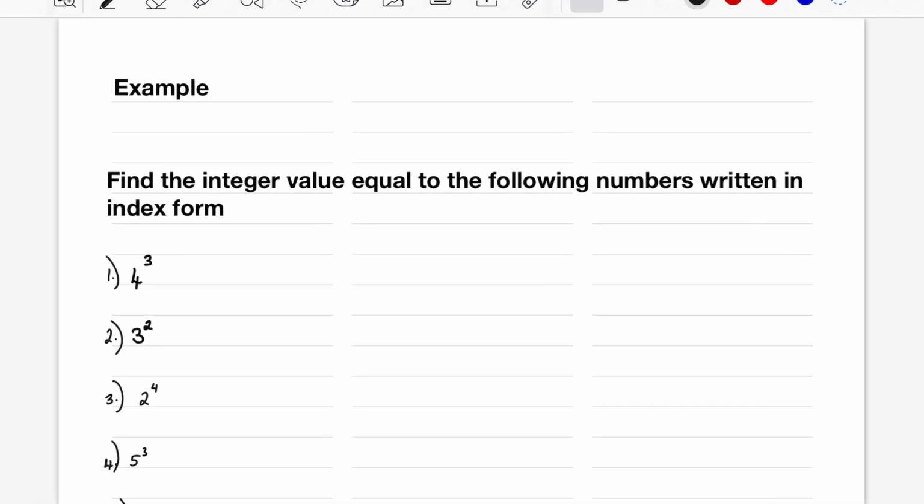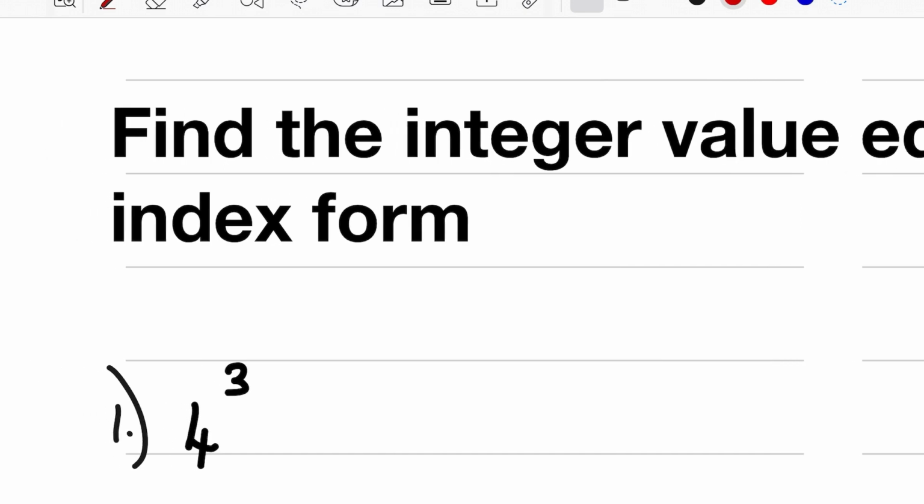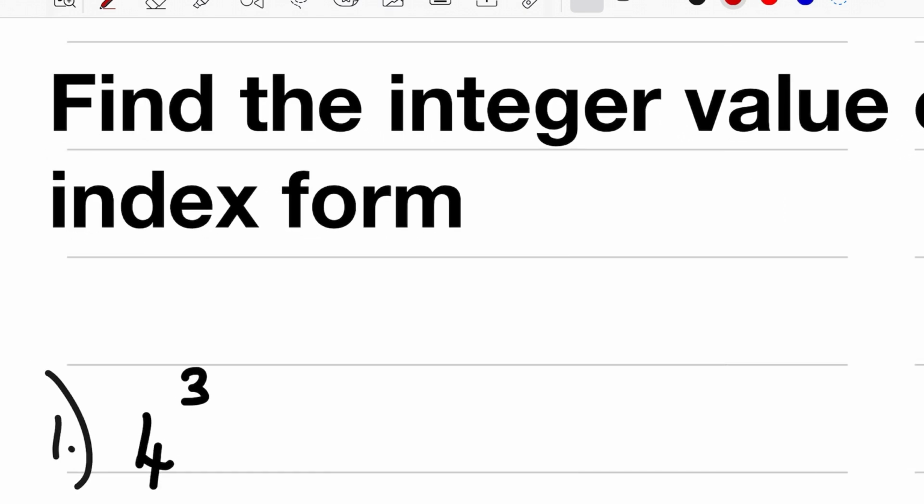Okay, so we have 5 examples here. The question asks us to find the integer value, meaning the numerical value, equal to the following numbers written in index form. So let's begin to expand these numbers according to what we know about indices. We have our first one where the base is 4 and the index is 3. This means that 4 must be multiplied by itself 3 times.